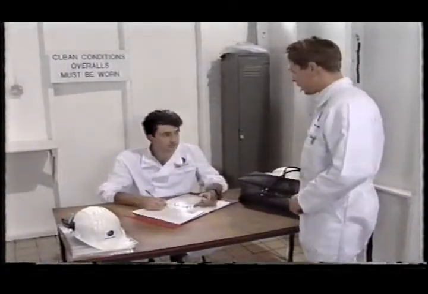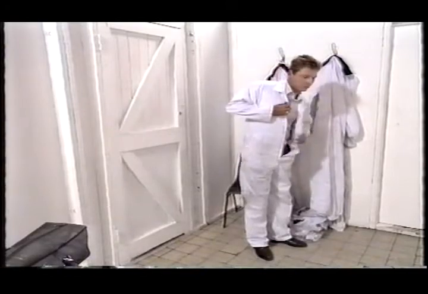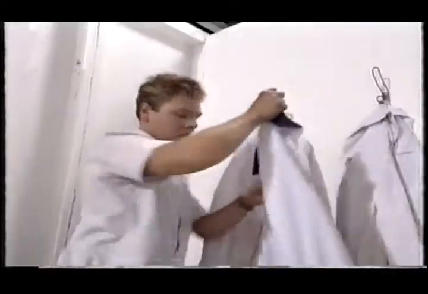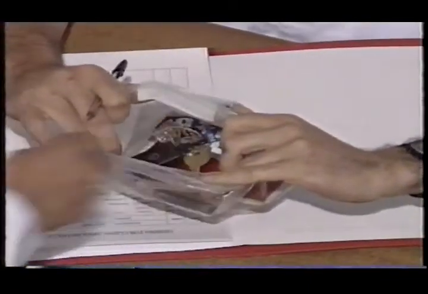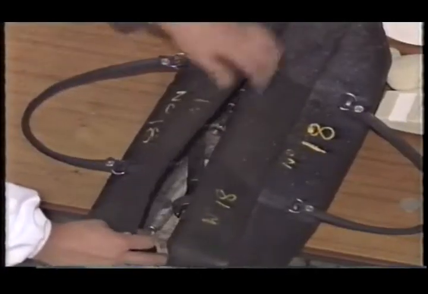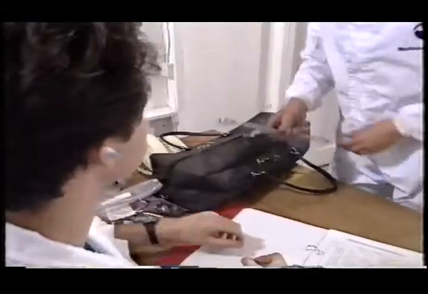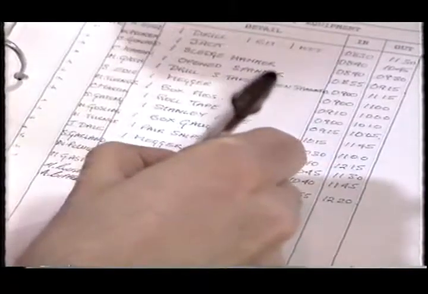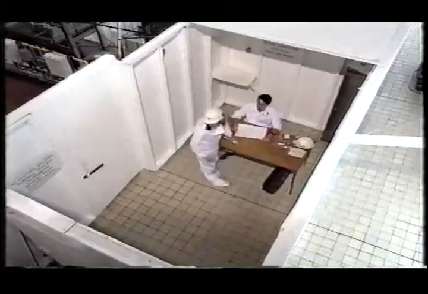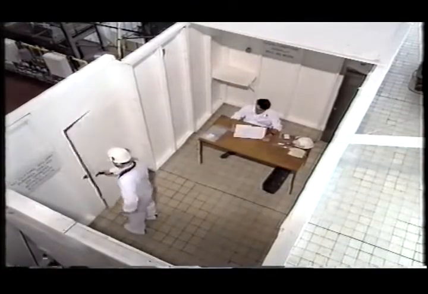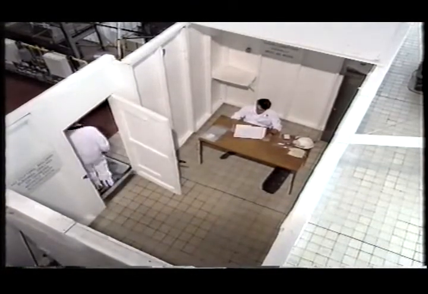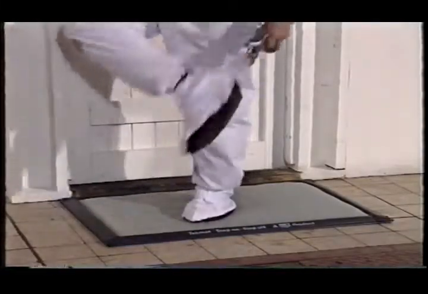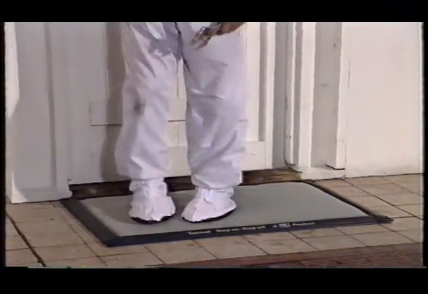Clean condition overalls that have no pockets or zips and have elasticated cuffs must be worn in the area. Tools to be used straight away must be logged in, and the rest left in the anteroom. Materials such as nuts and bolts should also be logged in, and their actual use checked and recorded to ensure that none are accidentally left in the machine. Overshoes and tack mats must be provided to prevent swarf being walked into the clean area.